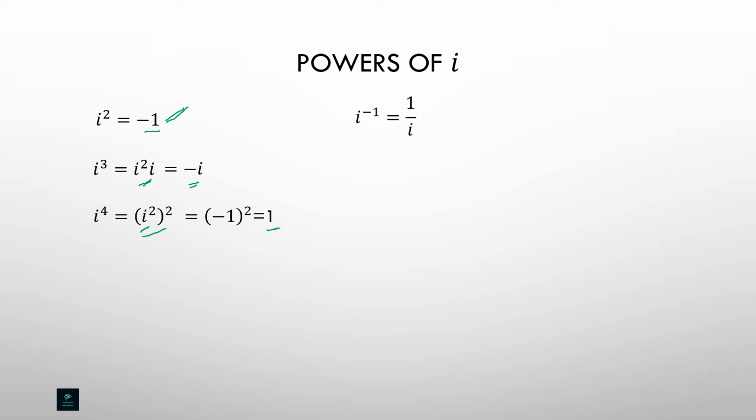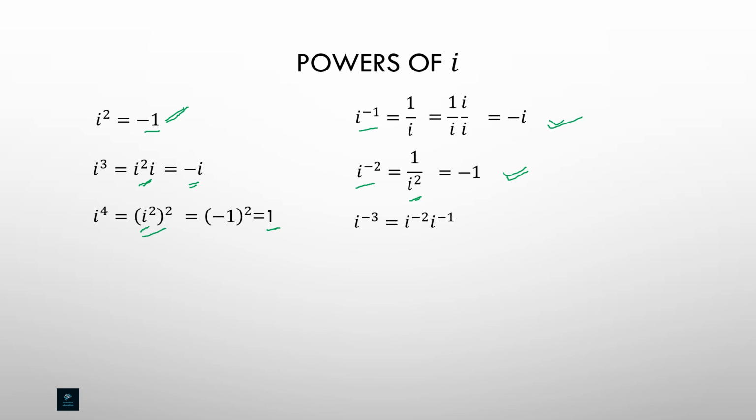The next one is i to the power minus 1, which is 1 by i. Multiplying numerator and denominator by i, we get i inverse as 1 by i times i by i. Now 1 into i is i, and i times i is i square, equal to minus 1. Therefore i inverse is minus i. Next is i to the power minus 2, which can be written as 1 by i square. Now i square is minus 1, therefore i to the power minus 2 is simply minus 1.